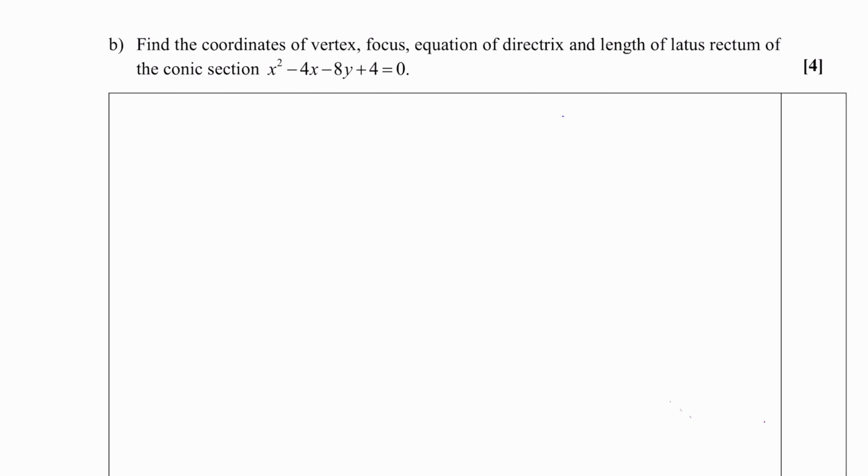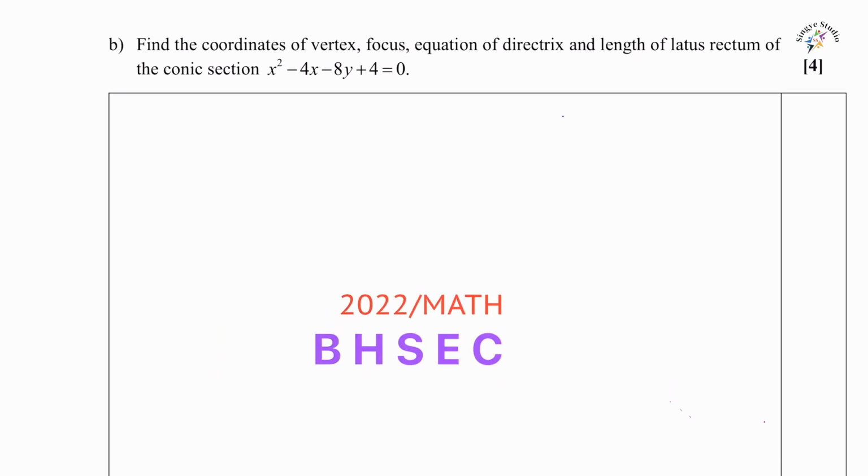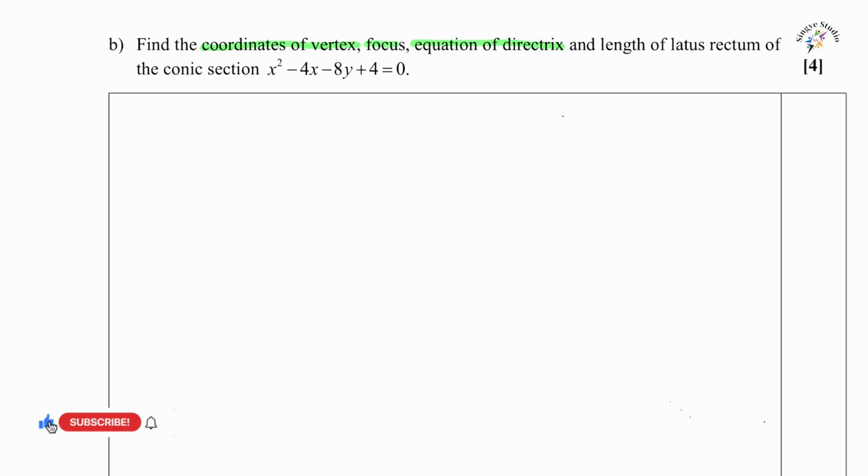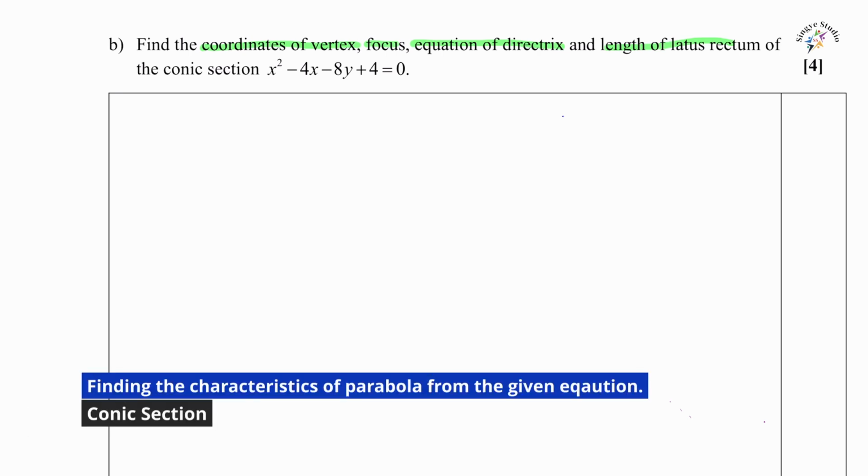Welcome to another video. In this video, I'm going to solve question number 11 part B from BHSEC 2022 section B mathematics paper. The question says: find the coordinates of the vertex, focus, equation of the directrix and length of the latus rectum of the conic section x squared minus 4x minus 8y plus 4 equals 0.